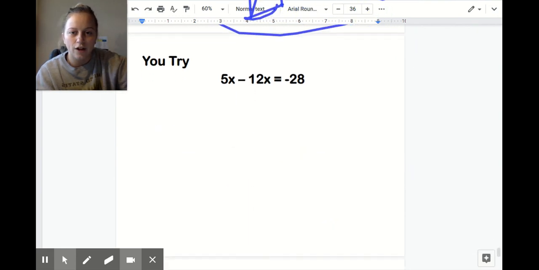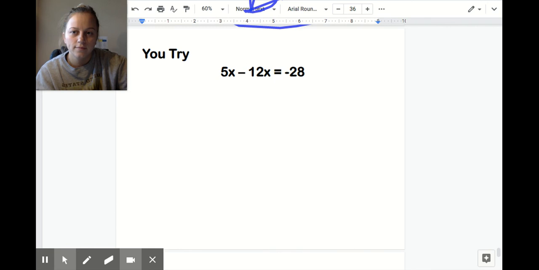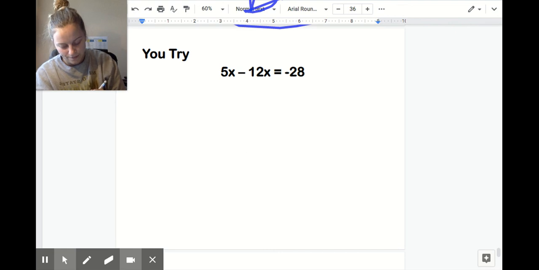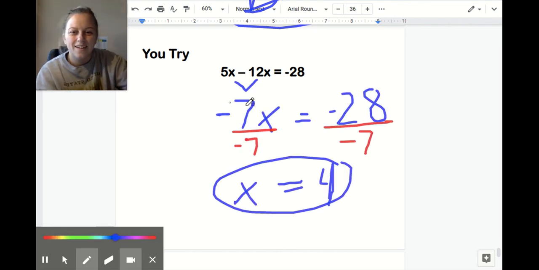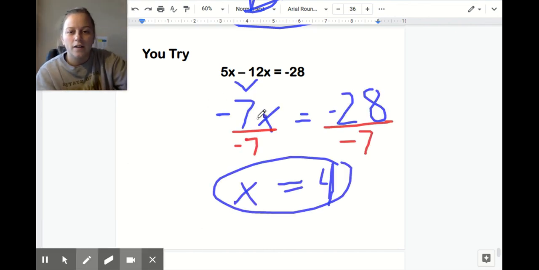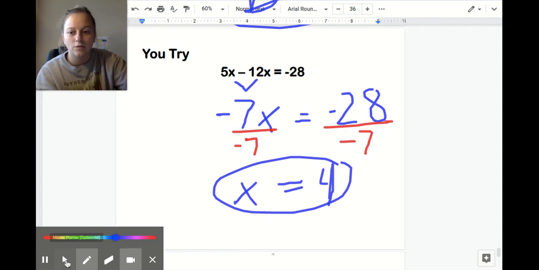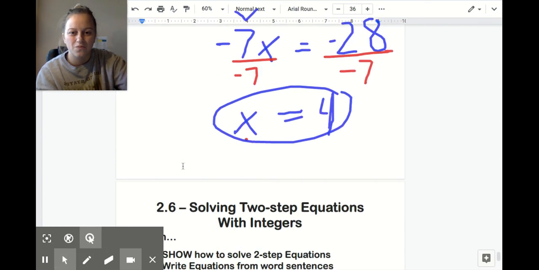Go ahead and you try this one. Pause the video while you work, and then we'll show you the correct answer. All right, here's your correct answer. All right, so we've got the 5x and the 12x subtraction combine to make a negative 7x equals negative 28. Divide both sides by negative 7, x equals a positive 4.